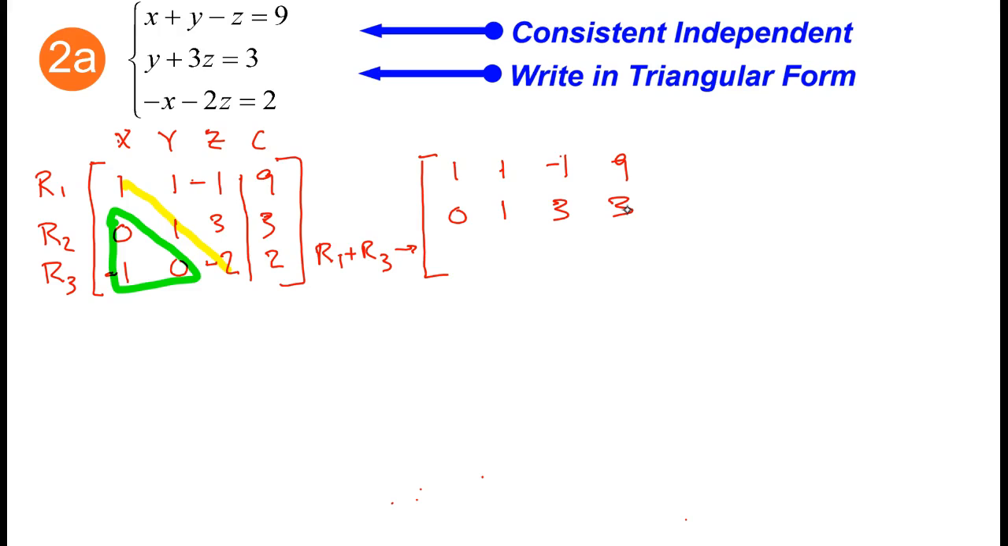But my new row 3 is going to be row 1 plus row 3. So I have 1 plus -1, that gives me 0. I have 1 plus 0, that gives me 1. I have -1 plus -2, that gives me -3. And I have 9 plus 2, which gives me 11. Again, that's an 11.